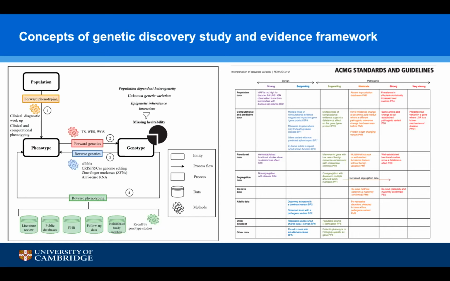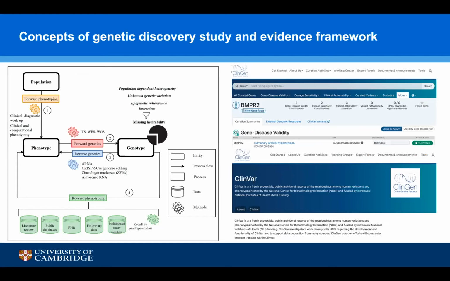On the clinical side, which has been run side by side with the research project, we discussed this patient in a multidisciplinary meeting and validate genes according to the American College of Medical Genetics and Genomics. Additionally, there are other initiatives such as ClinGen and ClinVar, which help us to curate genotype-phenotype associations and validate them.